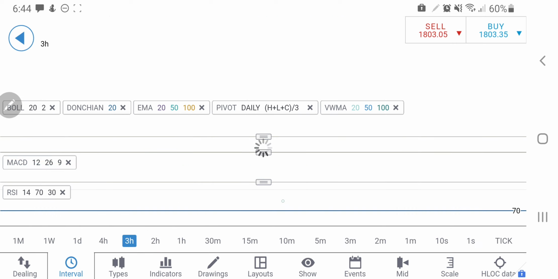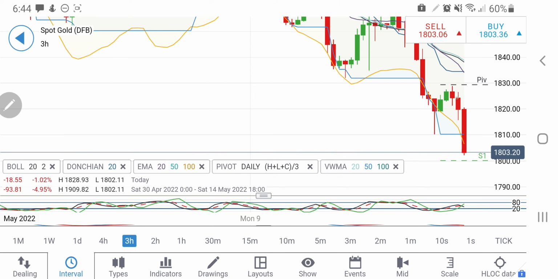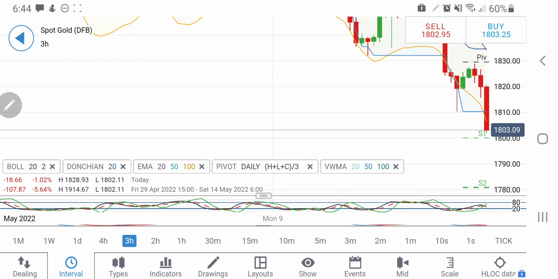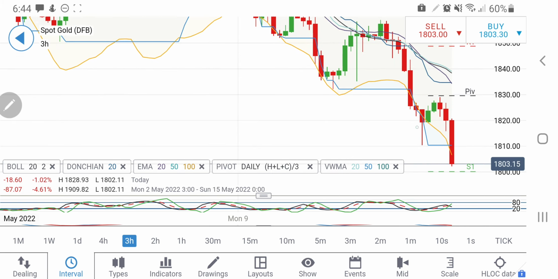Let's have a look at the 3 hour charts here. On the 3 hour chart, you can see a minor retracement, and after this retracement, it is trying to take shape again, now trying to achieve lower lows. See, the lows here are very well placed at around this zone at 1802 and 1800 levels. Possibly these levels must provide a support.